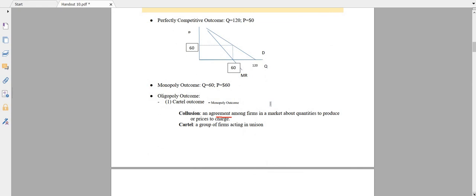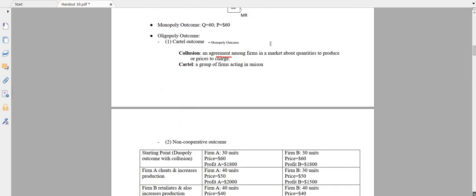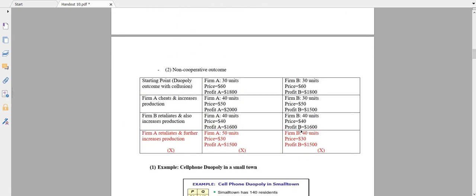All right. So the more interesting outcome is the non-cooperative outcome. What if A and B are involved in aggressive competition? Now, in order to answer this question, I have constructed this table for your understanding. Let's consider the starting point, which is the duopoly outcome with collusion.